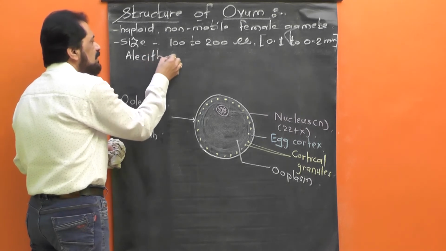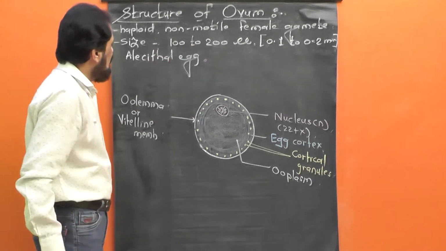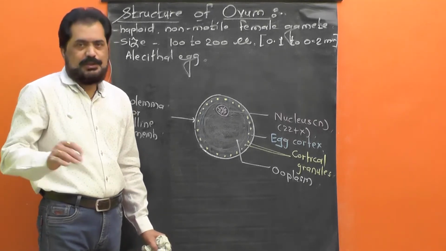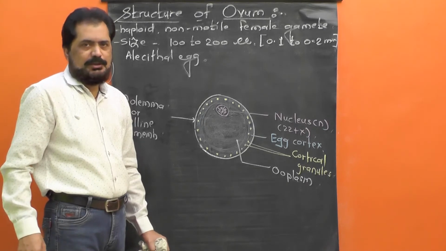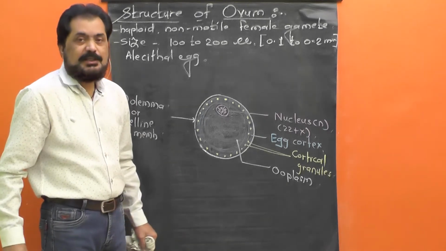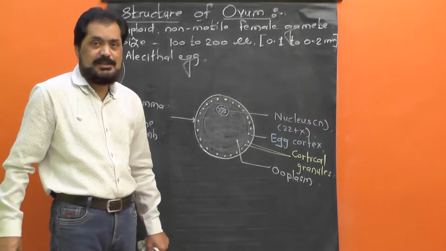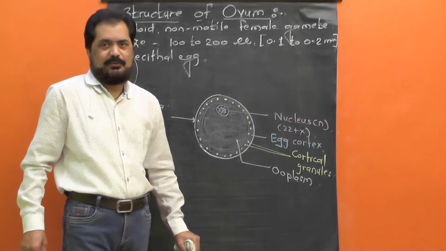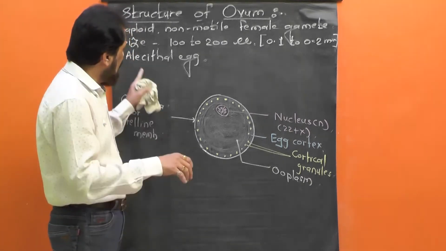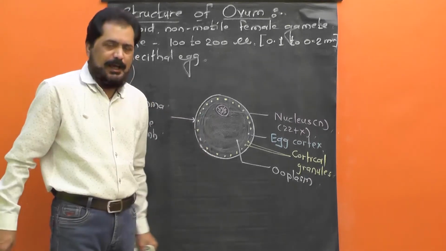An alecithal egg. A stands for absent, lecithal stands for the yolk. Yolk is absent. According to some authors, there is a presence of a little quantity of yolk, and hence the human egg is microlecithal. Micro stands for less amount, but truly speaking it is alecithal. That is, yolk granules are totally absent.